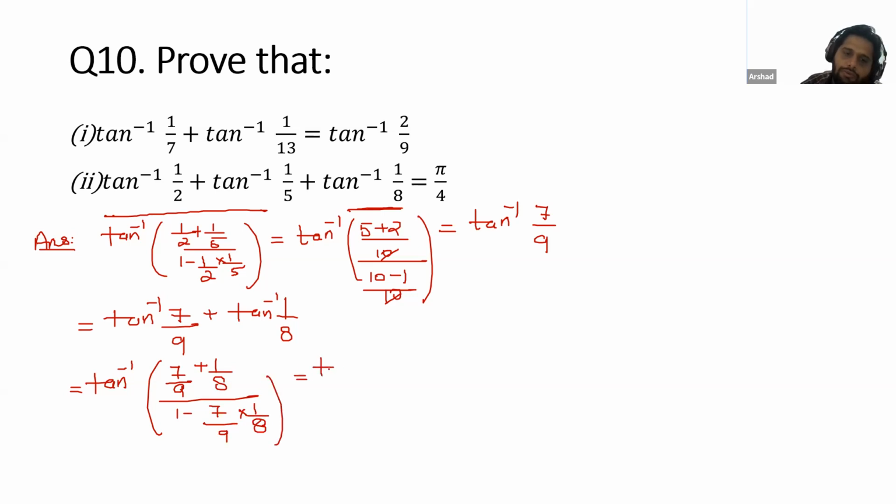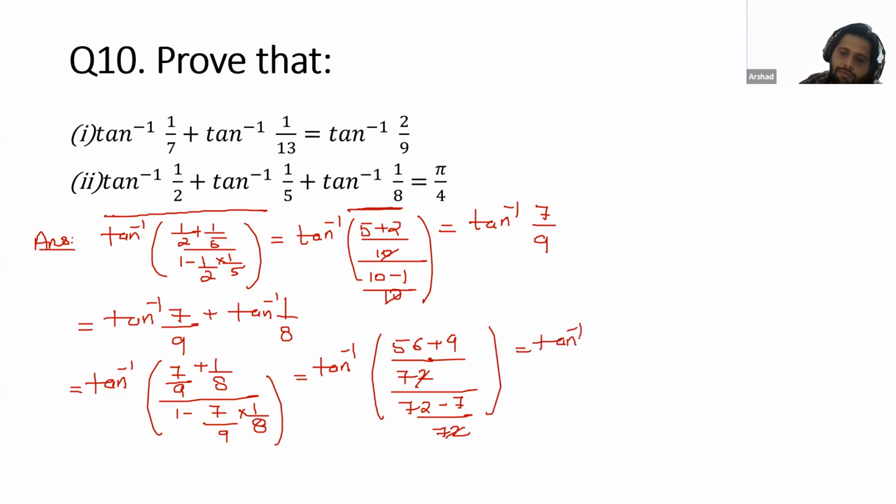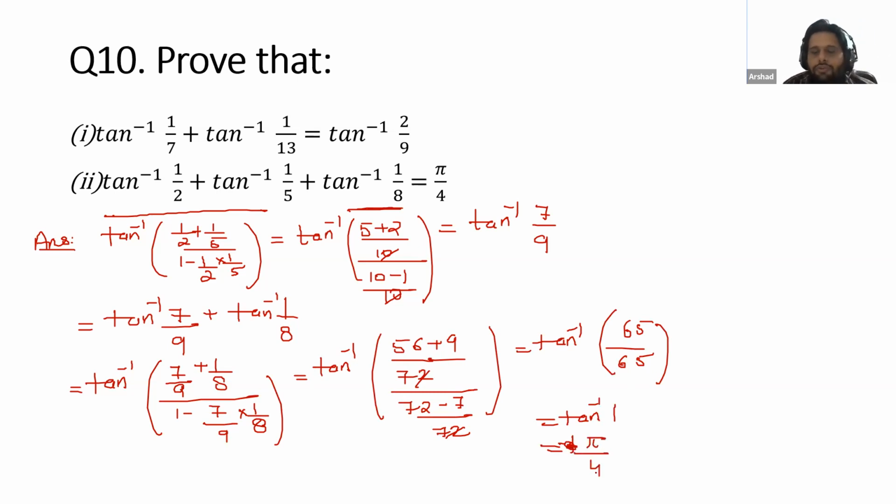So this is equal to tan inverse. Here you will get a 72 as the common denominator. So 56 plus 9 by 72 minus 7 by 72. The 72s will get cancelled out. Here you will get tan inverse of 65 by 65 in the denominator, cancel this, so you will get tan inverse 1, which is equal to pi by 4. Okay, so Josefa, Saf, and Noma, this is clear now.